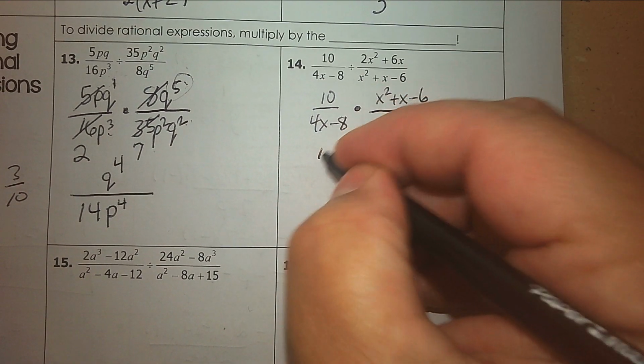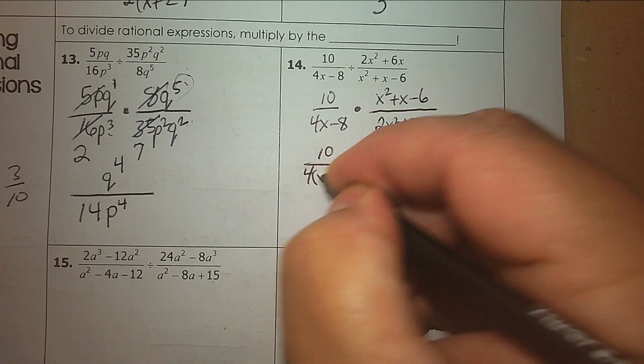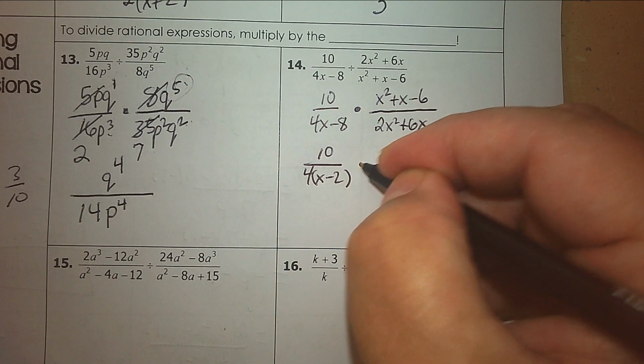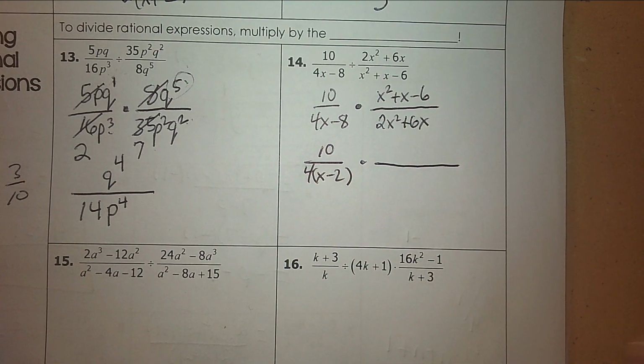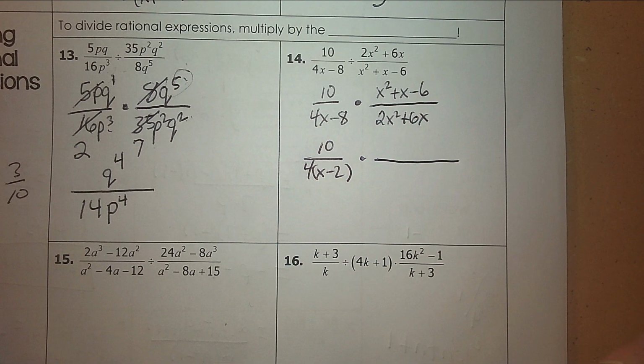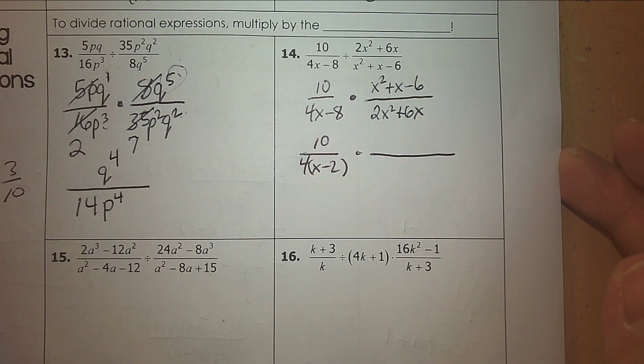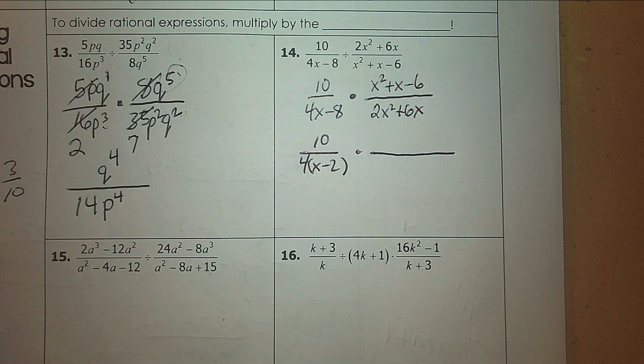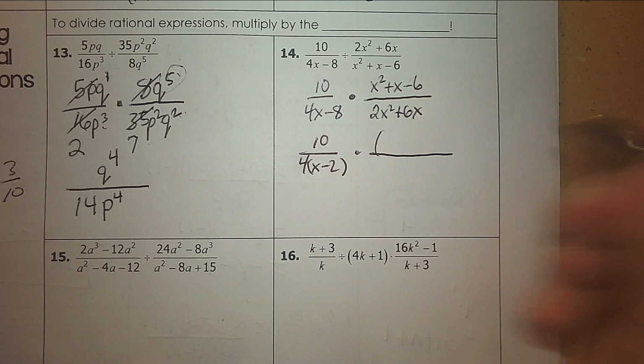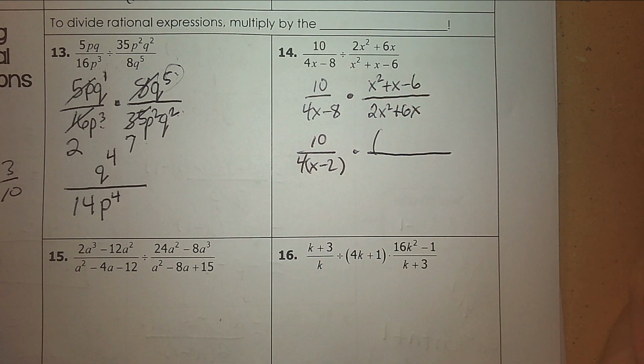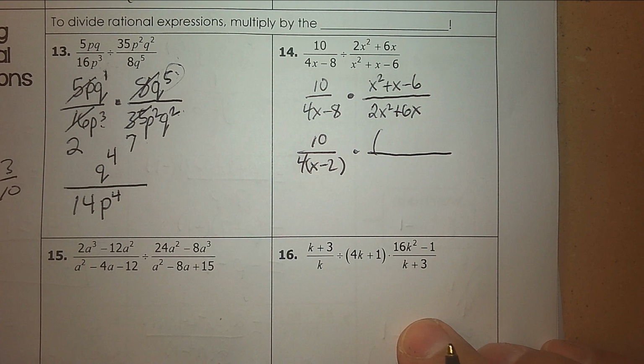Factor out 4 from 4x minus 8. I like that. So it's what's left over. X minus 2. Okay, next. Do you know how to factor x squared plus x, take away 6? Yeah, it'd be negative 6 and then 1. The problem with negative 6 and 1 is they don't subtract to equal 1.